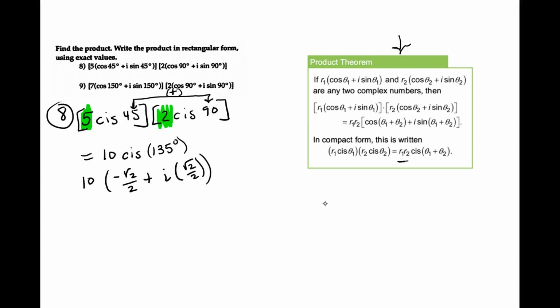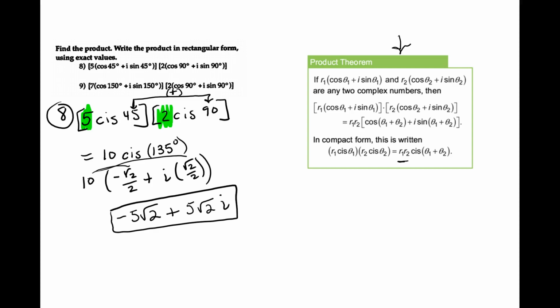Now we're set up for some very simple distribution right here. 10 times the negative square root of 2 over 2 gives me negative 5 square root of 2, plus 10 times the square root of 2 over 2. 10 divided by 2 is 5 again, so 5 square root of 2 i. So that's what this first answer looks like for problem number 8. I'm going to clear the screen. If you'd like, you can pause right now, but otherwise give me a second to clear the screen.